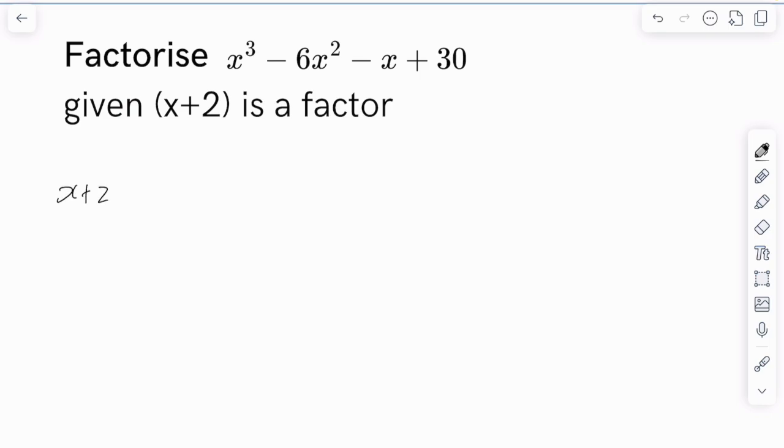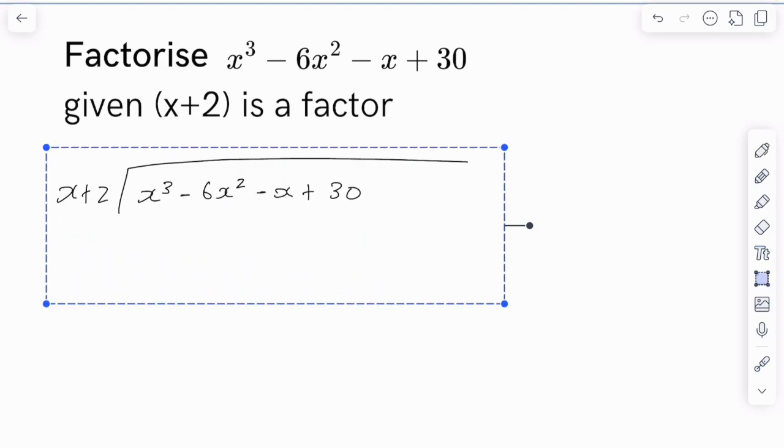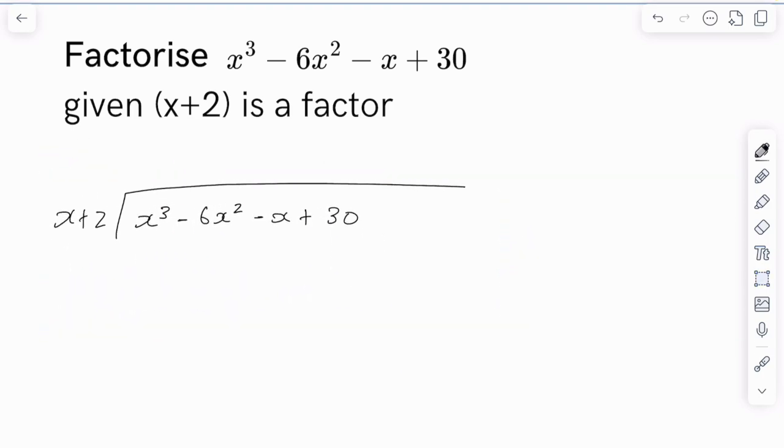So we can just use long division to find the answer here. We've got x cubed minus 6x squared minus x plus 30. What we can do is say, okay, x goes into x cubed how many times? Well, that's x squared. Minus x cubed plus 2x squared.